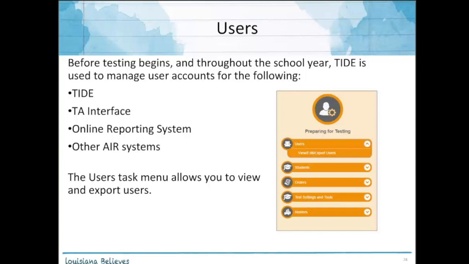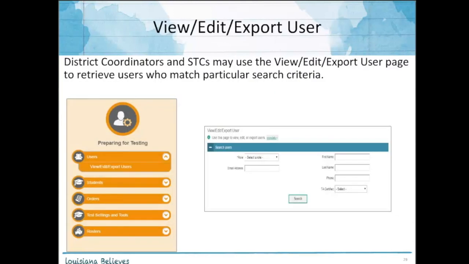The first one being users. So before testing begins, you want to make sure your school test coordinators and any other users that need to be in the system are uploaded. You will use the user drop-down to upload users to TIDE, the TA interface, and the online reporting system. Any user that needs to get there, you can adjust their permissions as you see fit as well.